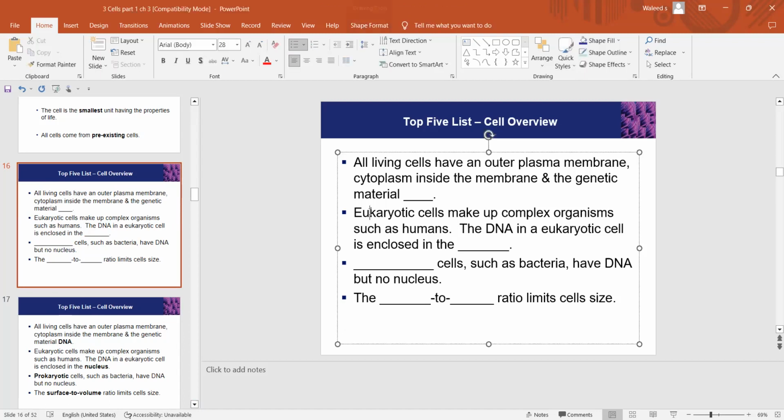Eukaryotic cells, remember it's eukaryotic, make up our complex organisms such as humans. The DNA in the eukaryotic cell is included in the nucleus. Very good. Which cells, such as bacteria, have DNA with no nucleus? Prokaryotic, yes. The what to what ratio limits cell size, and that's why we have small cells? Surface to volume. Excellent. Yes.